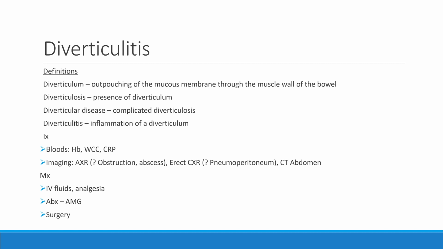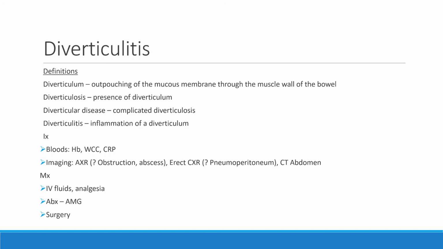Diverticular disease is a symptomatic diverticulosis, so patients present with on and off abdominal pain. Diverticulitis is inflammation of the diverticulum. So we mentioned in terms of investigations would be performing some bloods, check the inflammatory markers, check the HB. Imaging, make sure you do the abdominal x-ray to exclude obstruction or abscess, which is complication of diverticulitis.